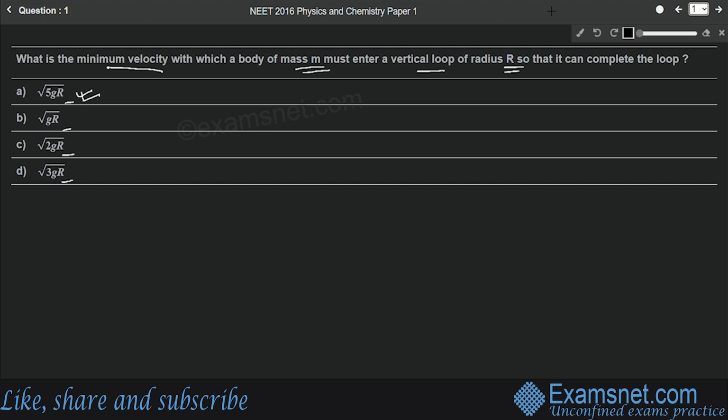Okay. So this is the minimum velocity with which, if a body enters a vertical loop from any point, it can complete the loop. So you can just remember this directly, under root 5gr. So option A is the correct answer.